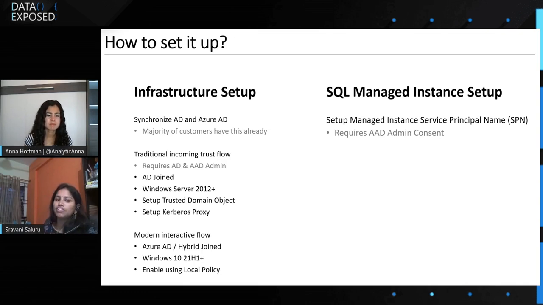So for example, for traditional incoming trust, this is something that our customers have known for several years. It works through the Kerberos authentication model, and customers have to set up the Kerberos proxy for the Azure Active Directory.